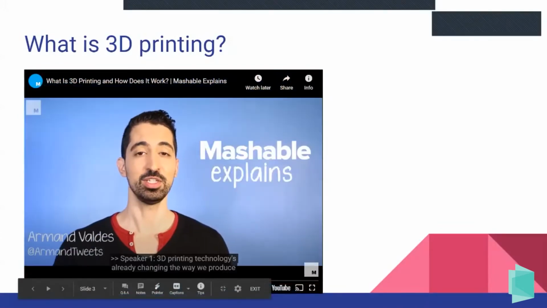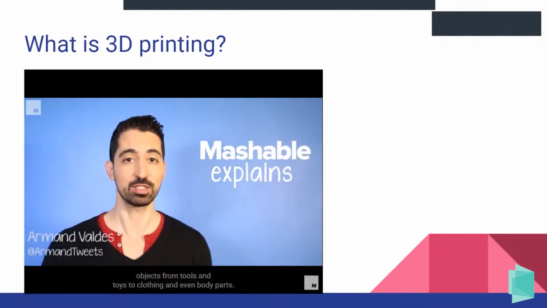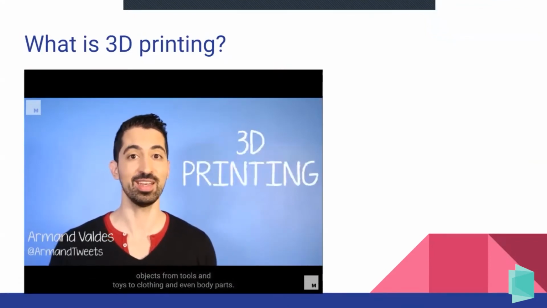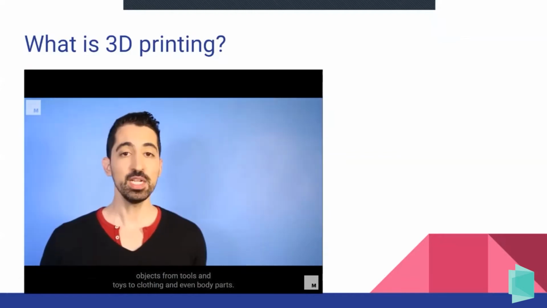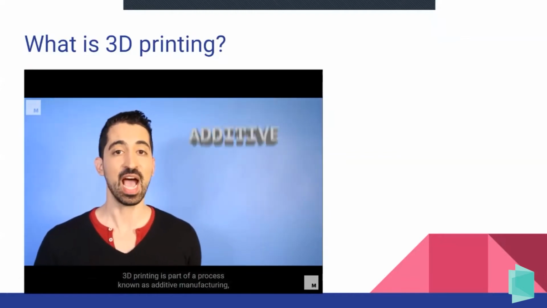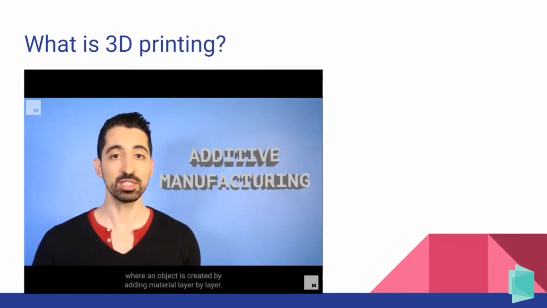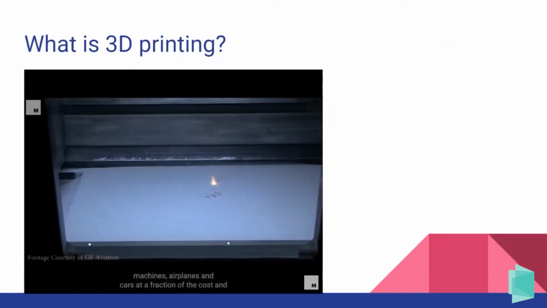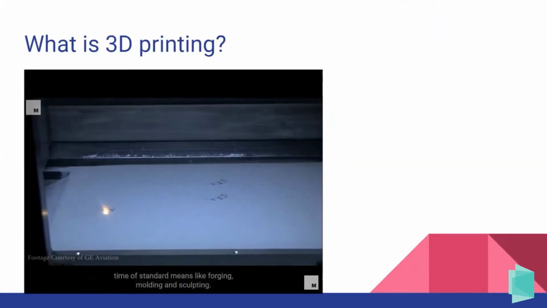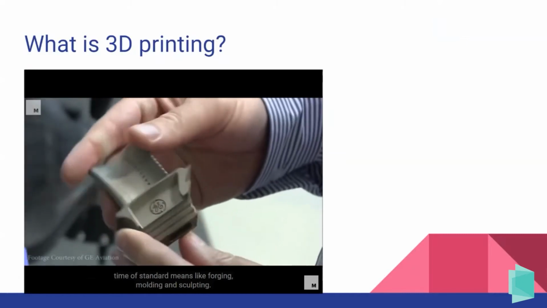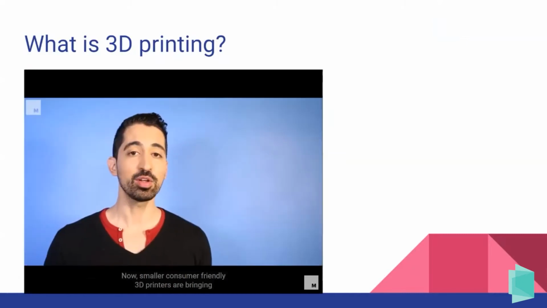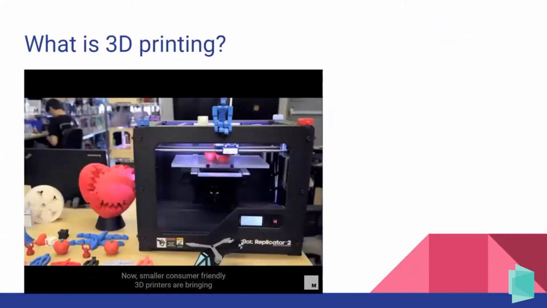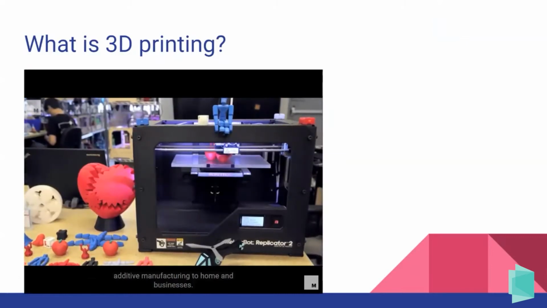3D printing technology is already changing the way we produce objects, from tools and toys to clothing and even body parts. 3D printing is part of a process known as additive manufacturing, where an object is created by adding material layer by layer. Additive manufacturing allows designers to create complex parts for machines, airplanes, and cars at a fraction of the cost and time of standard means like forging, molding, and sculpting. Now, smaller, consumer-friendly 3D printers are bringing additive manufacturing to homes and businesses.